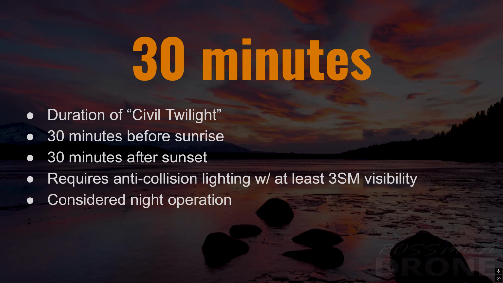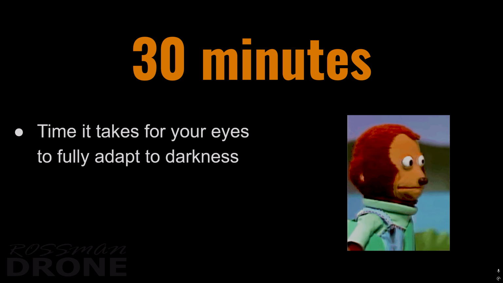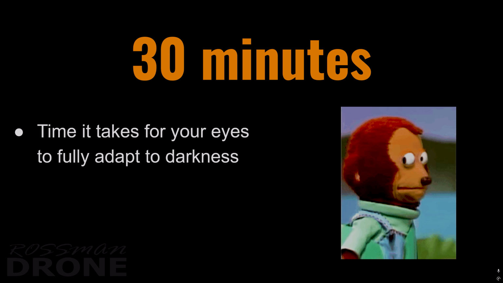And 30 minutes again here is the time that it takes for your eyes to fully adapt to darkness. So if you're conducting a night operation with your drone and you're letting your eyes adapt to the dark environment that you're flying in, you need to wait 30 minutes. And something worth considering here is if there's some sort of bright light that shines in your eyes while you're waiting for your eyes to adjust, that timer resets. So if a car drives by with their high beams on or something and it shines in your eyes, you now need to wait another 30 minutes for your eyes to fully adjust to the dark environment.